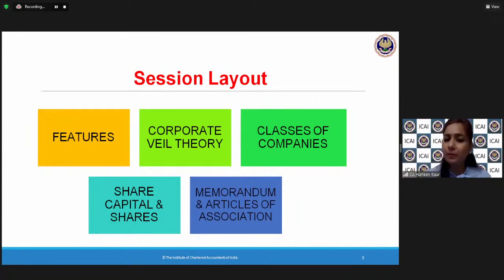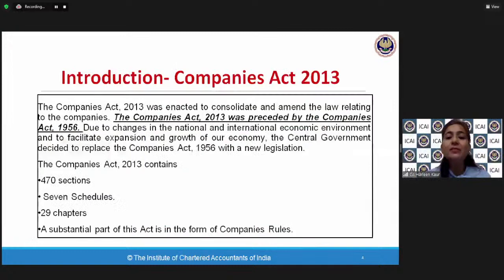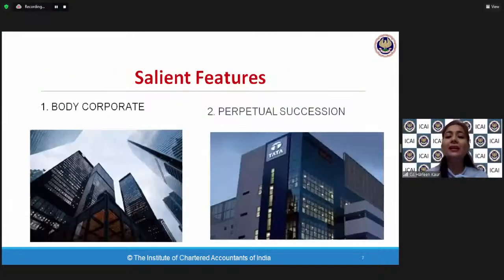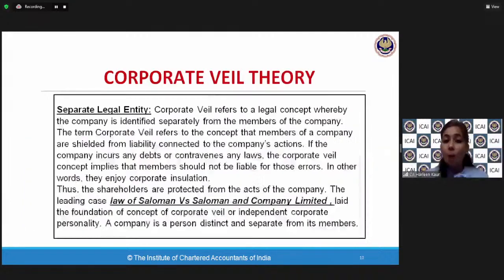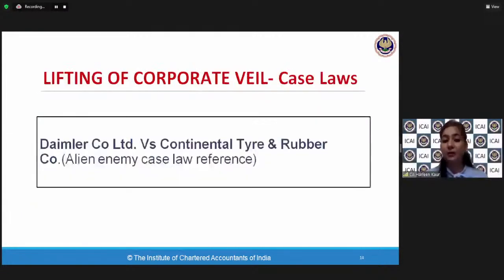Now children, corporate veil theory is a topic from which the examiner really enjoys asking you a question. Many a times you find a straightforward question coming from the examiner, what is corporate veil theory? Or many a times he will be throwing light on specific case laws. Why do you need to lift the corporate veil?